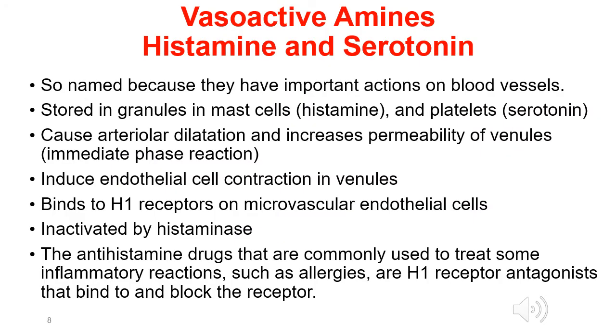Now we will be discussing some of these individual chemical mediators, and we will start with histamine and serotonin. As I mentioned, probably in the first lecture, histamine and serotonin were the first described as chemical mediators by scientists in the 20th century. They were so named because they have important actions on the blood vessels, which is why they are vasoactive amines. These are stored in granules in mast cells, which lead to secretion of histamine, or in platelets, which secrete serotonin. So, serotonin in platelets and histamine in mast cells.